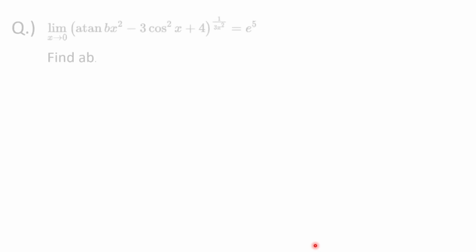The first question is the limit as x tends to 0 of (a tan bx squared minus 3 cos square x plus 4) whole power 1 by 3x squared, and this result is equal to e power 5. Now we are required to find the value of ab. Since they've given the answer as e power 5, we're going to evaluate the limit.